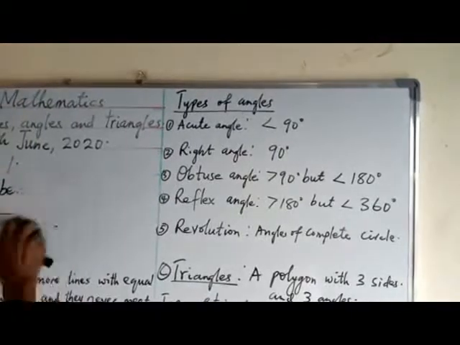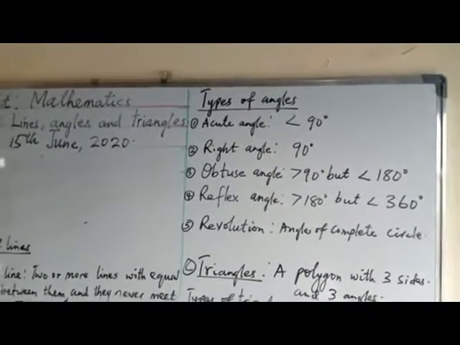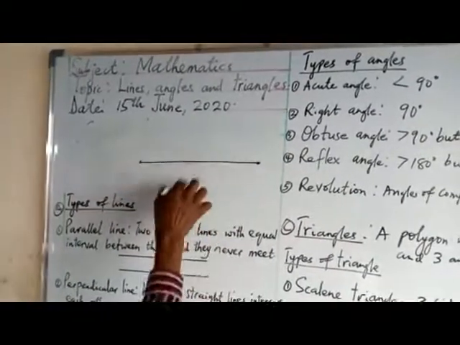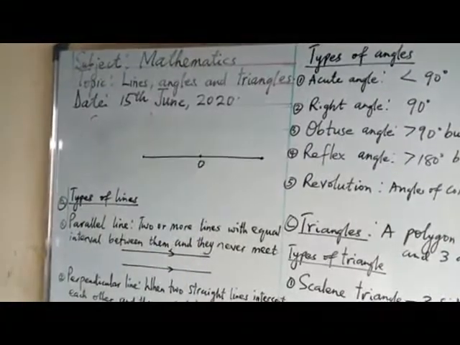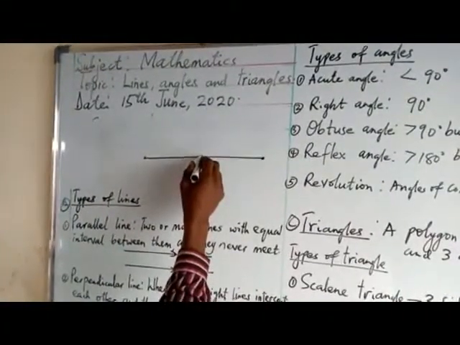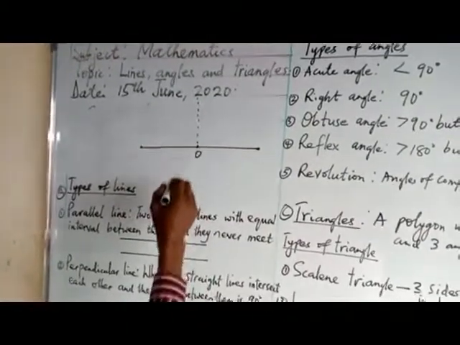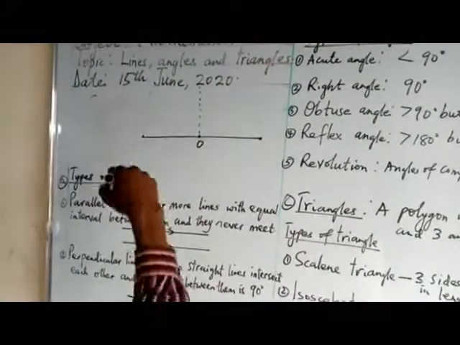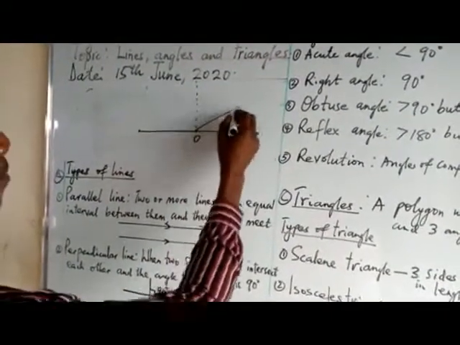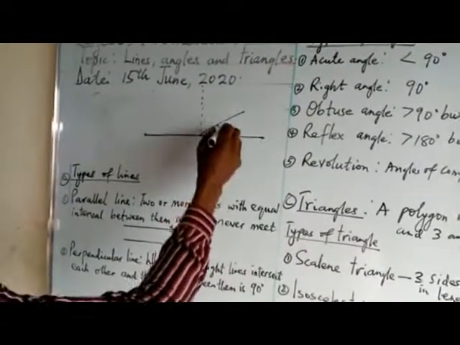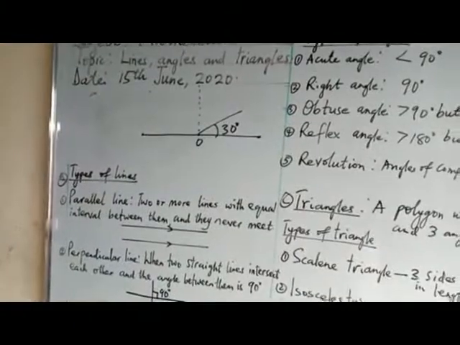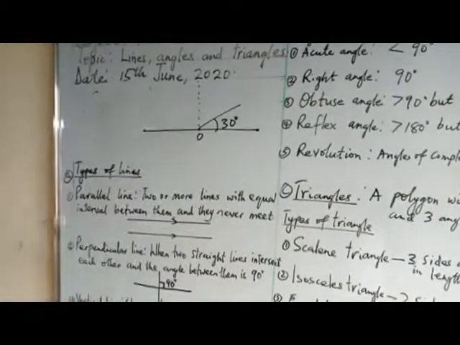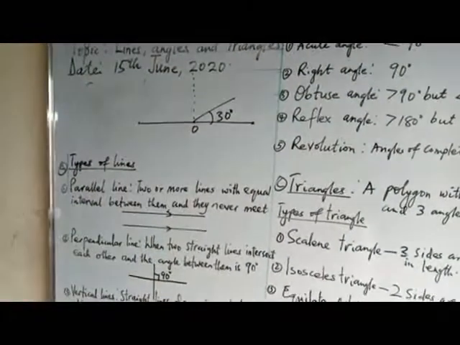So let's look at this. I'm going to draw the acute angle. Assuming that this is a straight line, this middle is the 0 point. If I'm using a protractor, this is 90 degrees. So any line between 0 to 90, 89 point something, is acute. So I can take this to be my acute angle. I can take this as my 30 degrees. So 30 degrees, 40 degrees, 50, 60, 70, 80, till you get to 89. They are all acute angles. So this is how to draw an acute angle.